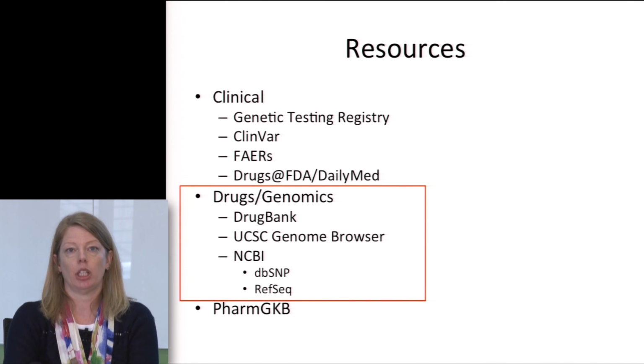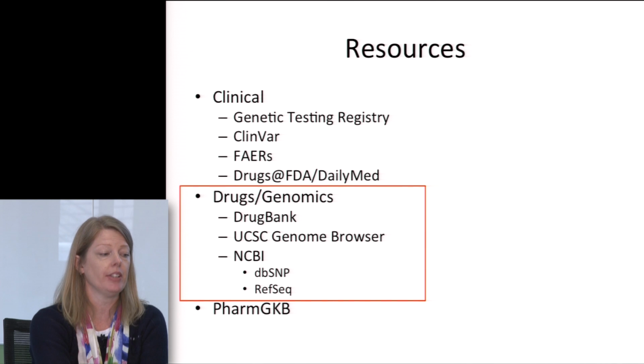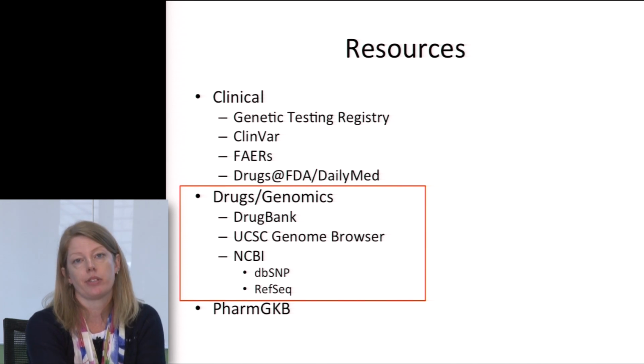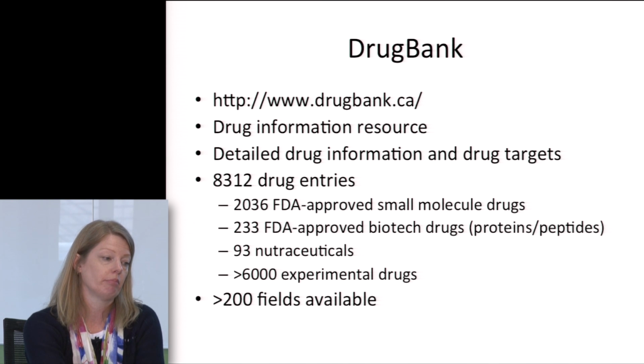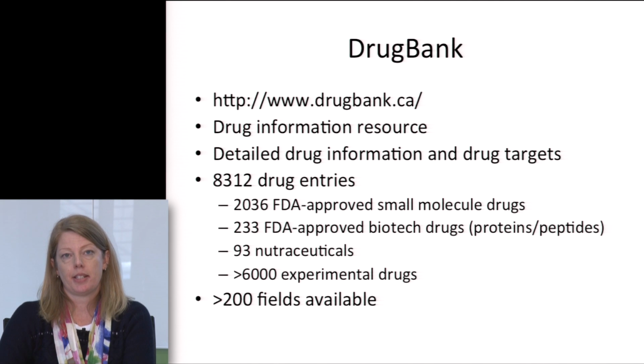So in this segment, I'm going to talk about resources for drug information and genomics. Specifically, Drug Bank, the UCSC Genome Browser, and some resources at NCBI. So Drug Bank is a drug information resource that's used by PharmGKB, which you'll hear about in another segment, pretty extensively. It has detailed drug information about a huge number of drugs.